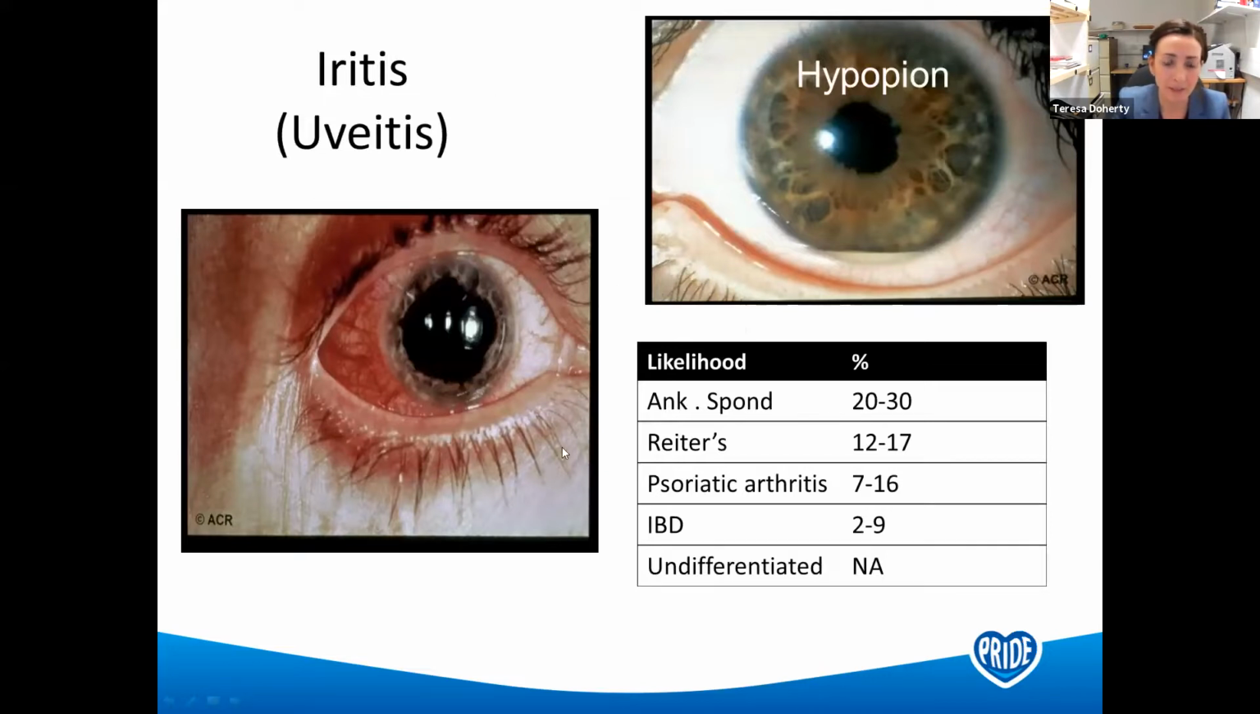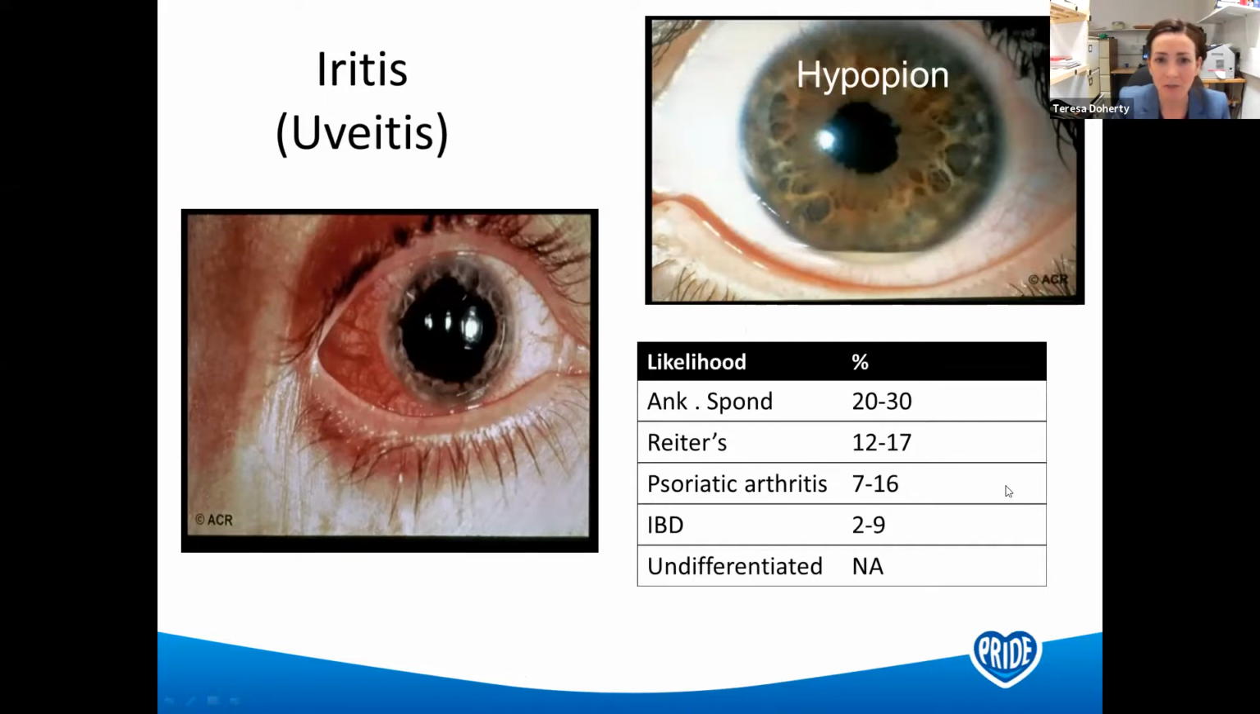Just to go through, iritis is extremely painful and photosensitive. It's not something the patient thinks they might have had. It's not to be confused with conjunctivitis or any other red eye. They need to see an ophthalmologist. They need dexamethasone eye drops.